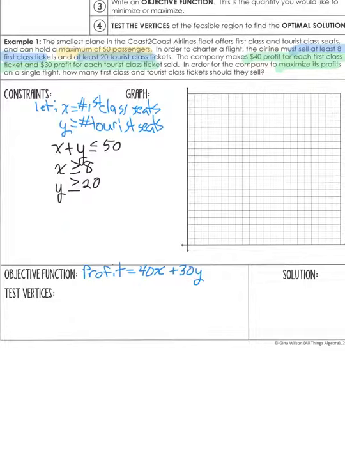We are not going to graph the objective function. The objective function is purely for us to determine what combination of seats is going to maximize my profit. So we'll come back to this.